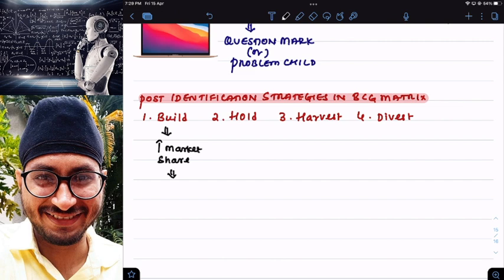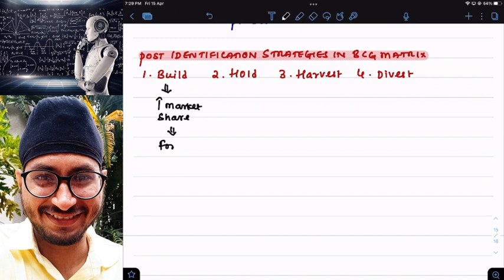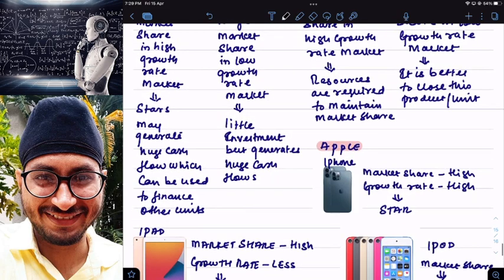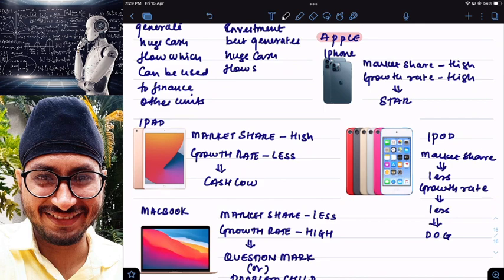Here I will forego short term benefit, short term benefit for long term, or you can say for a strong future. I will build means today I am foregoing short term benefit because I want long term benefit. Now tell me, according to you, what should I build? Should I build a star? Should I build a cash cow? Should I build a dog? Or should I build a question mark? Build means increasing the market share.